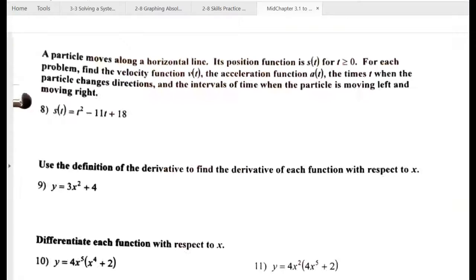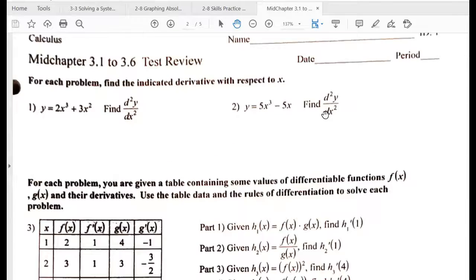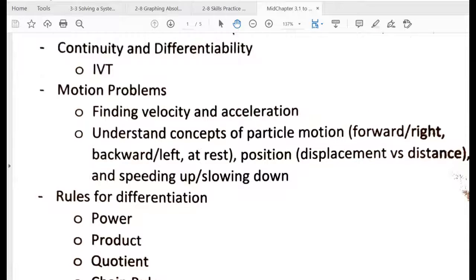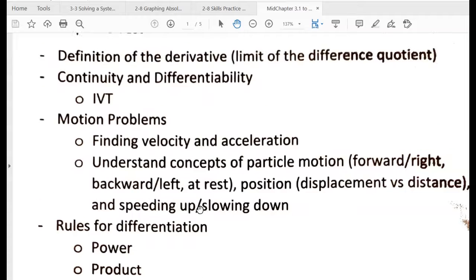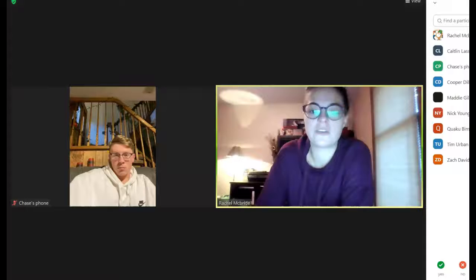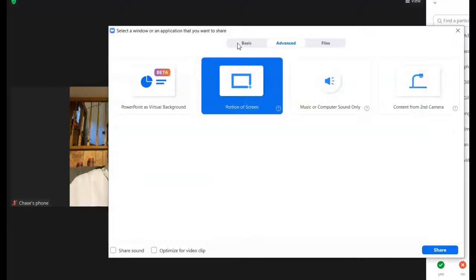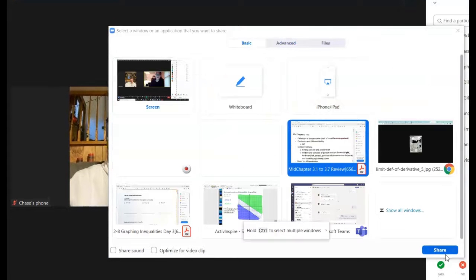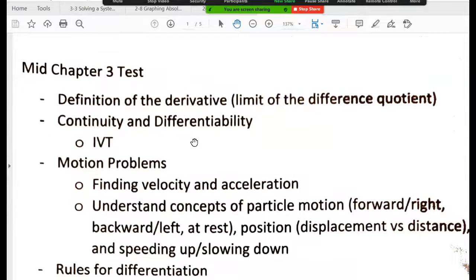So out on our Fusion Flex website, I have posted what I call our mid-chapter review. So the mid-chapter review, like I said, it's out on Fusion.